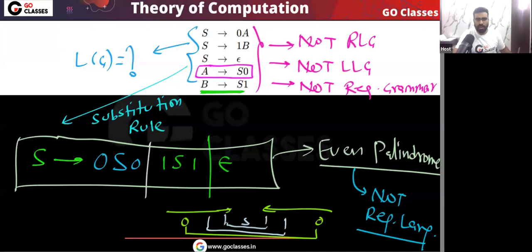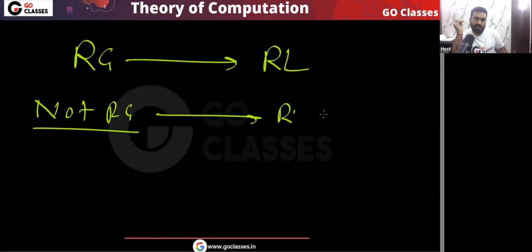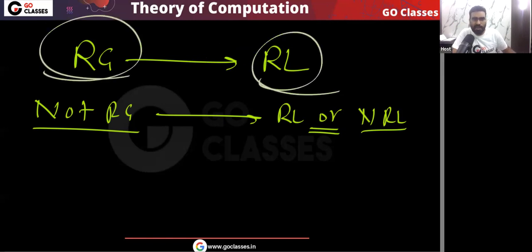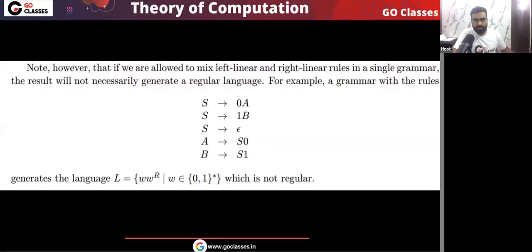Okay, understood. So I hope all these points are clear. Now let's move on. We have seen that if you have a regular grammar, it will generate regular language. But if you have a non-regular grammar, then it may generate regular language or it may generate non-regular language. Is this clear? If you have regular grammar, it will definitely generate regular language, but if you have non-regular grammar, then it may generate regular language or non-regular language.